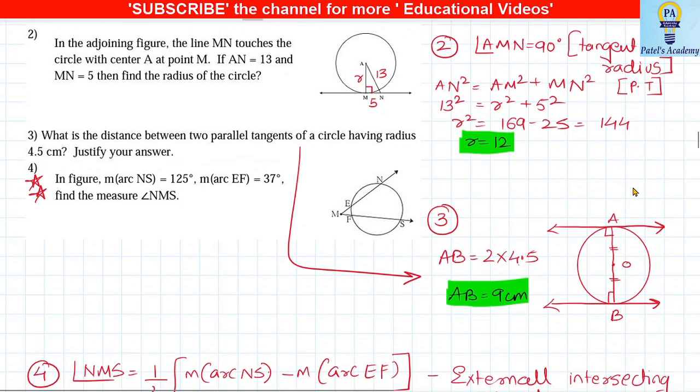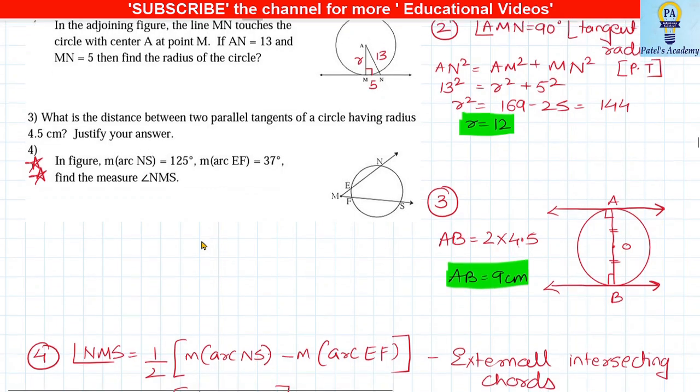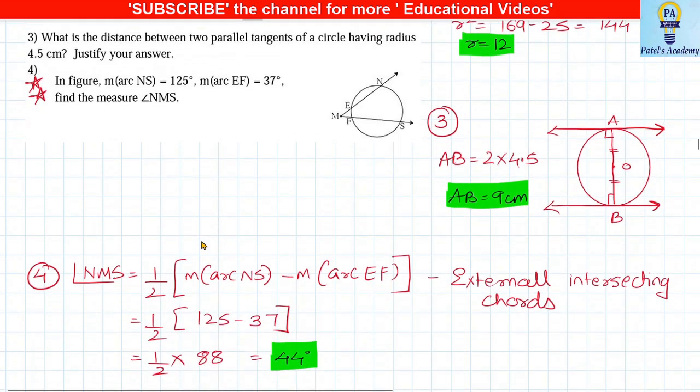Okay, now the next sum, very important. Again, it is a board sum. Question number 4. We have the figure and the solution is here. Okay, so here if you see the two tangents in this figure, they are intersecting outside the circle.